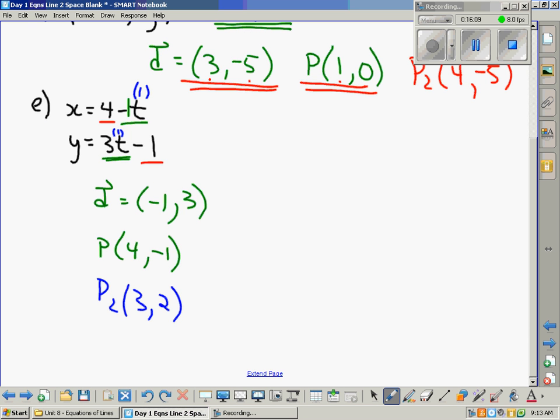The reason I like parametric so much is that it's very easy to find points. You can clearly see the x-coordinate is given by just choosing a value for t, and then solving, and your y-coordinate is found the same way.